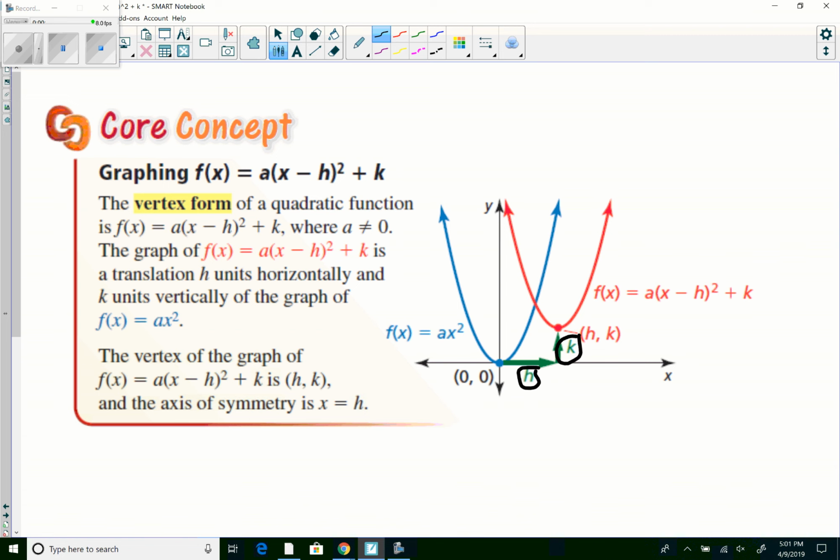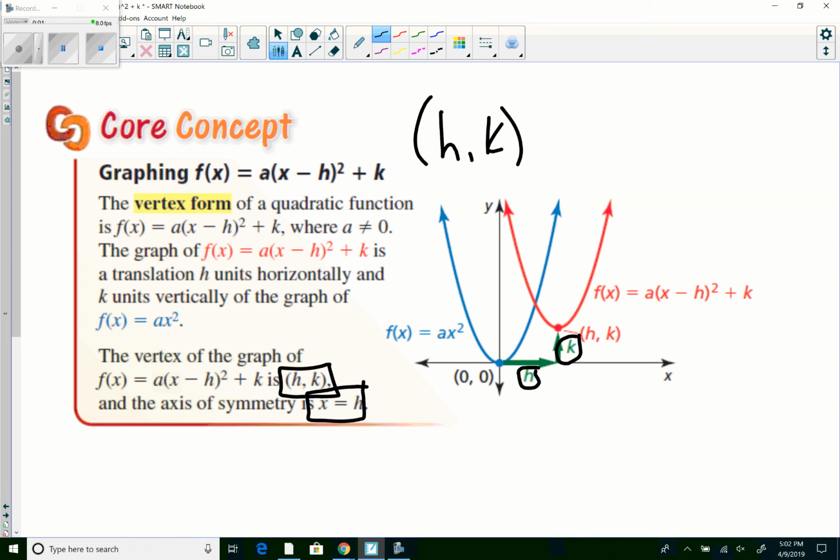So you should automatically be able to tell where your vertex is. Your vertex is going to be in this form of (h, k), right there. And then your axis of symmetry is still staying the same. It's still going to be x equals h. But that k value is what we're looking at now.